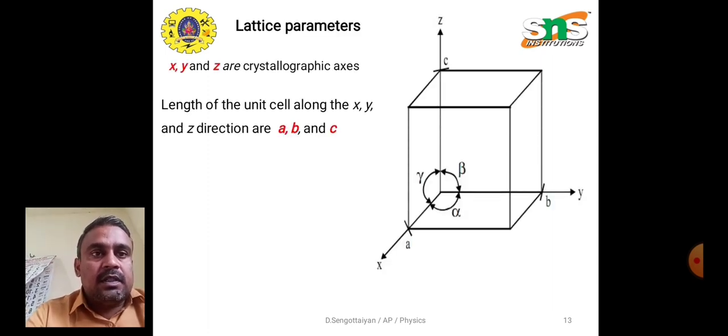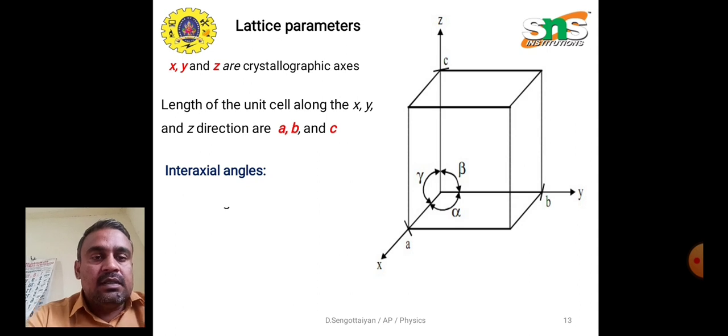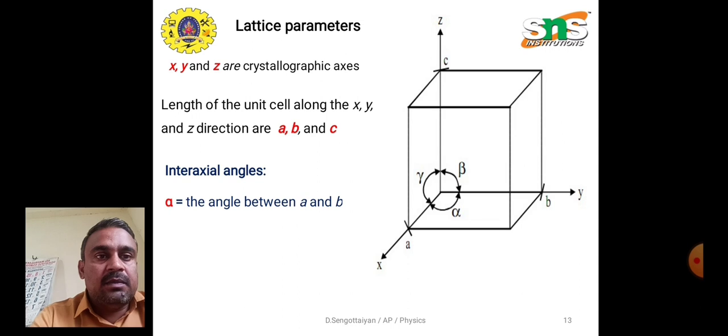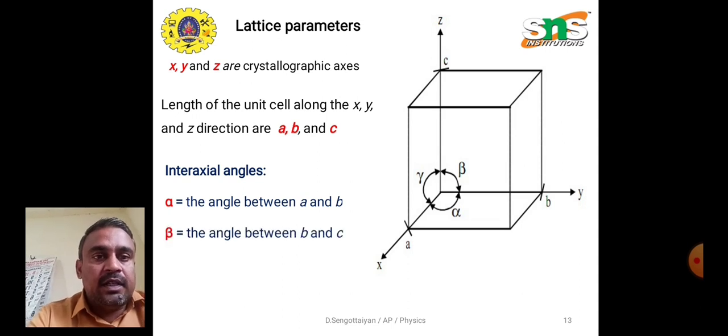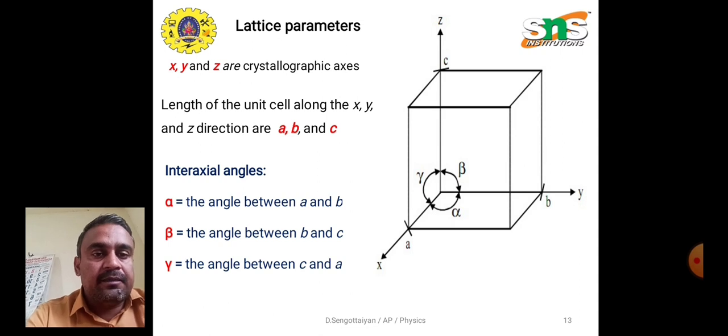The next important topic is lattice parameters. In the crystallographic axes x, y, z, the axial lengths along the x, y, z directions are denoted as a, b, c. These are called interaxial lengths and interaxial angles. Alpha is the angle between b and c, beta is the angle between c and a, and gamma is the angle between a and b.